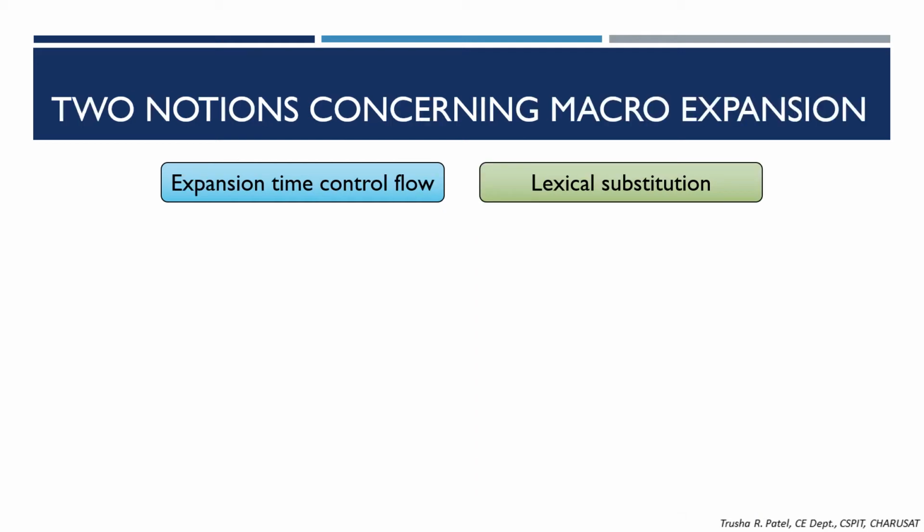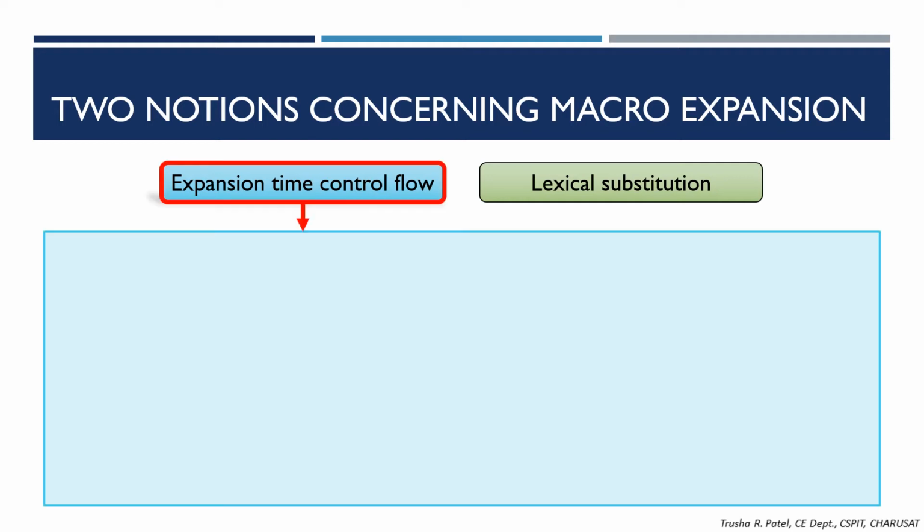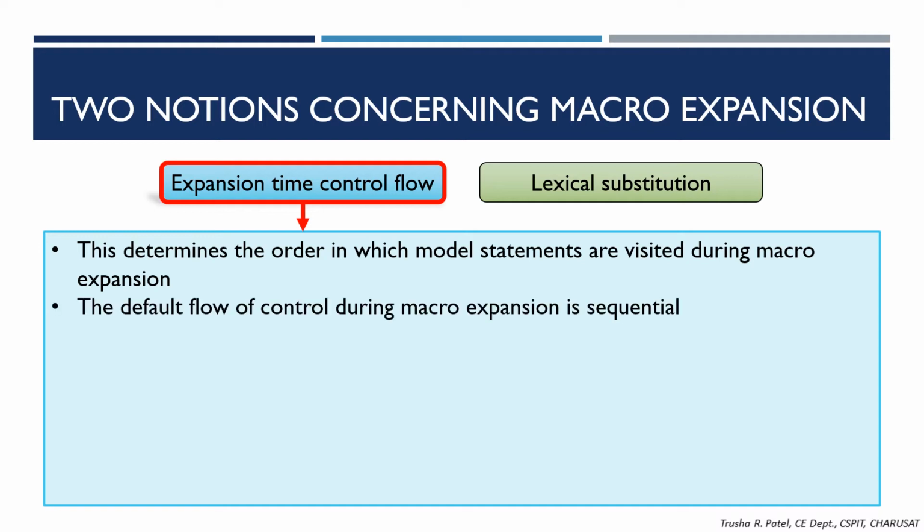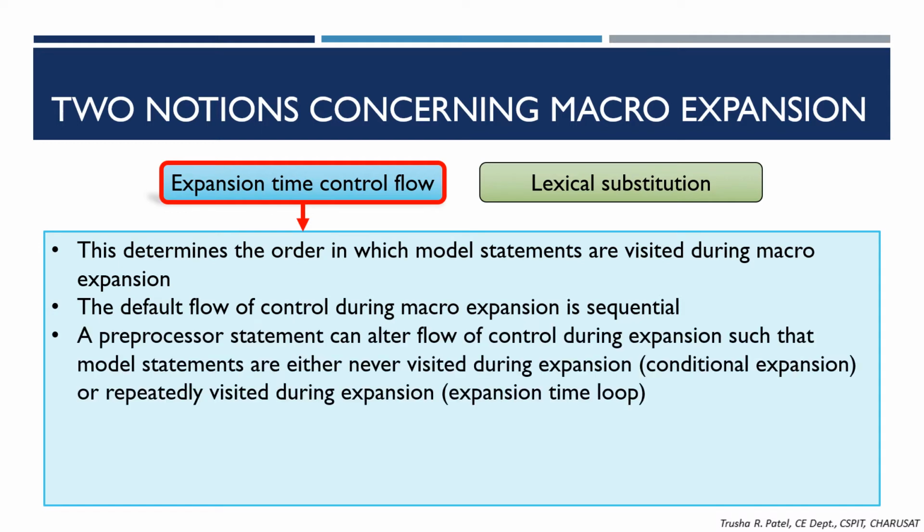During the macro expansion, two things we have to focus on. First is expansion time control flow and second is lexical substitution. Expansion time control flow determines the order in which the model statements are visited during the macro expansion. The default flow of control during the macro expansion is sequential. A preprocessor statement can alter the flow of control during expansion such that model statements are either never visited during the expansion or repeatedly visited during the expansion.